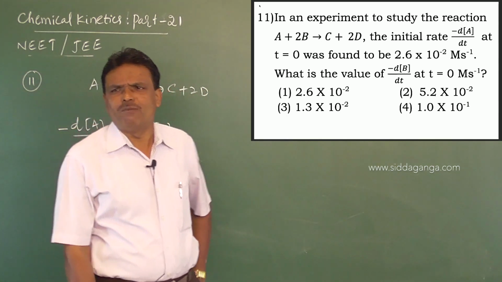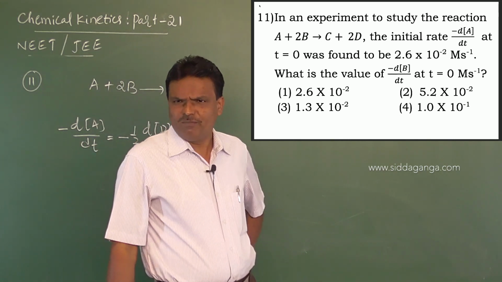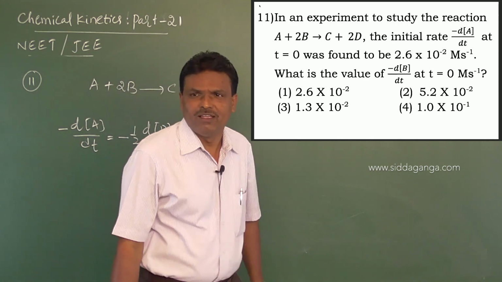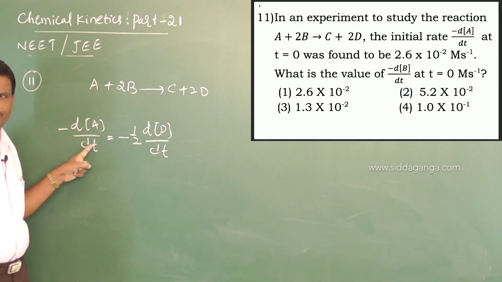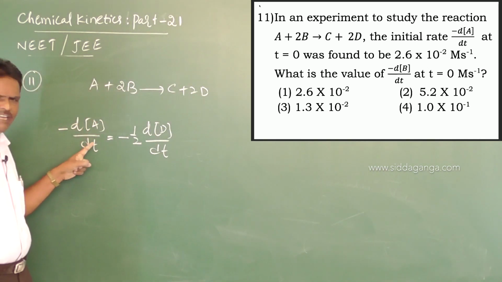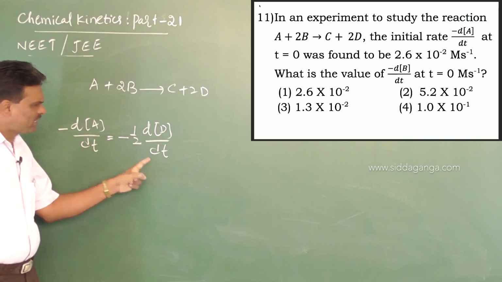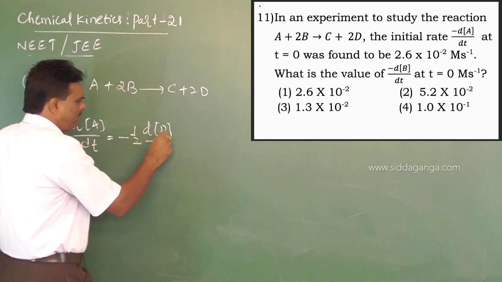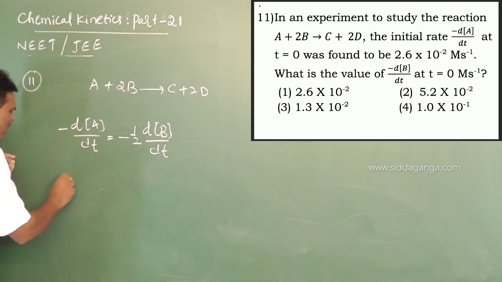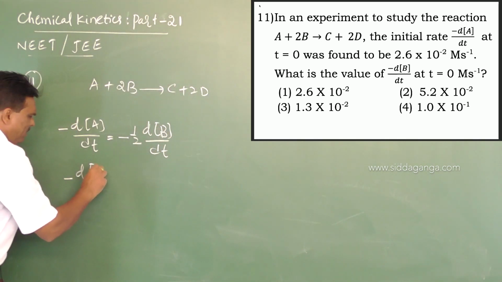So what is the value of minus dA by dt at t0? It is equal to 2.6 into 10 power minus 2. So minus dA by dt value is given, that is in the beginning. So what is the rate with respect to dB by dt?